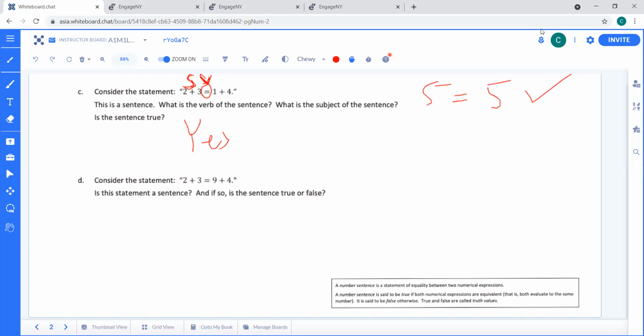That is true. Okay, 2 plus 3 is 9 plus 4. Is this statement a sentence? Well, sure it is. Is it true though? No, it is false, because 5 is not 13. So we're talking about true statements here.